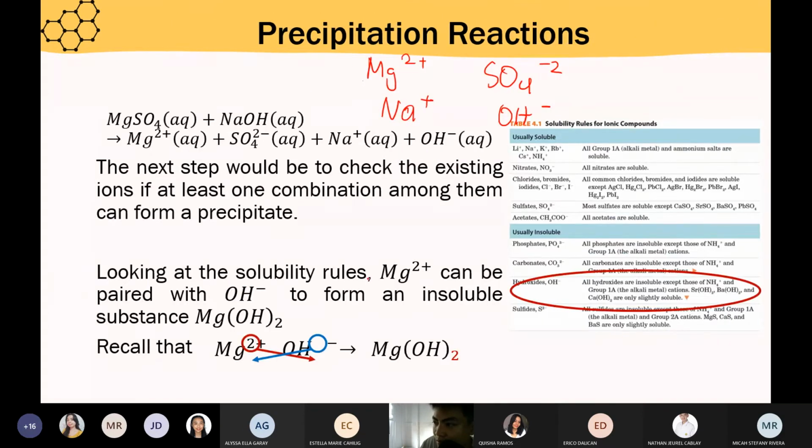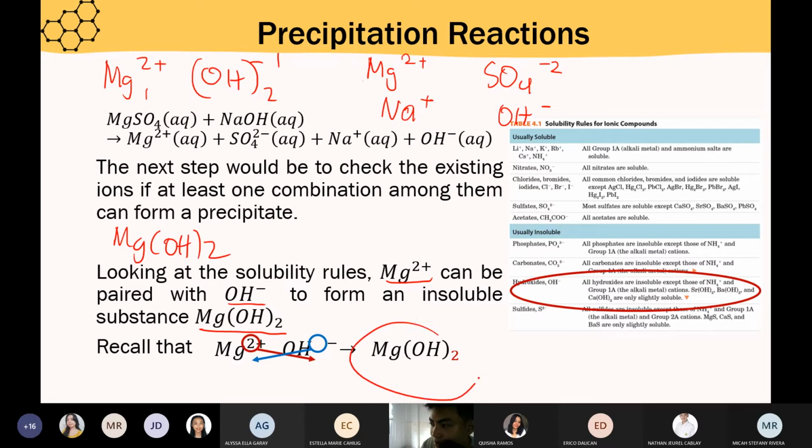Okay? So, yun yung sinabi ko dito. So, looking at the solubility rules, Mg can be paired with OH to form an insoluble substance, Mg(OH)2. Paano nakuha yung Mg(OH)2 na yan? Pinag-criss-cross ko lang. Okay? So, di ba you can crisscross this? This 2 will go down here. This 1 will go down there. So, you have Mg(OH)2. So, this is your precipitate.